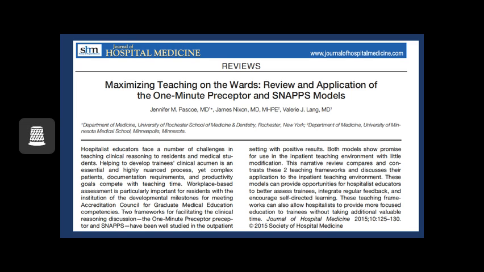Pascoe et al. in 2015 compares the 1-minute preceptor, or the OMP, and SNAPS as clinical teaching models, and then discusses how to adapt both teaching models for inpatient settings. OMP and SNAPS were developed for outpatient clinical settings. These authors report the OMP and SNAPS strategies were equally useful for inpatient and outpatient settings.